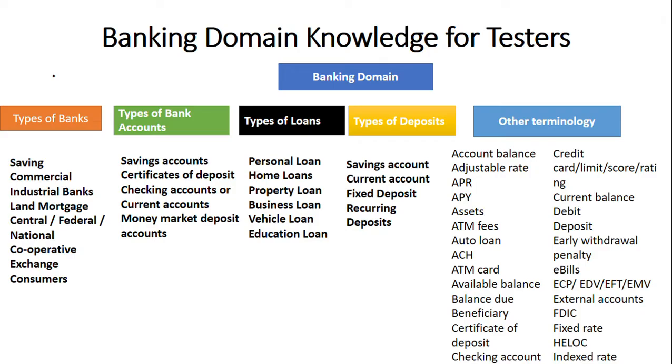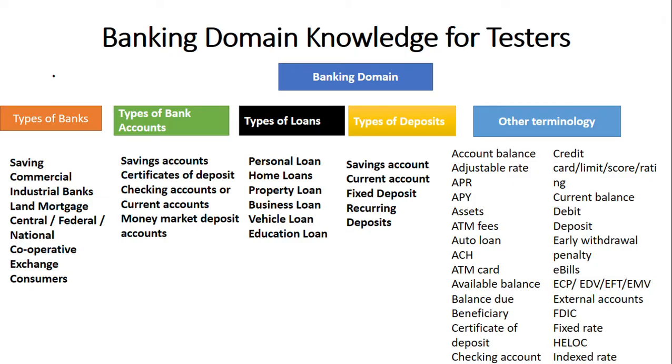Then the next important term related to the banking domain is types of deposit. So basically the different types of deposit, like a savings account, means here it is a simple deposit. We are depositing our money into our account and we can withdraw it any time, right? Then the current account, it is similar to a savings account, but the small difference is the money in a current account does not earn interest, but in a savings account you can earn interest.